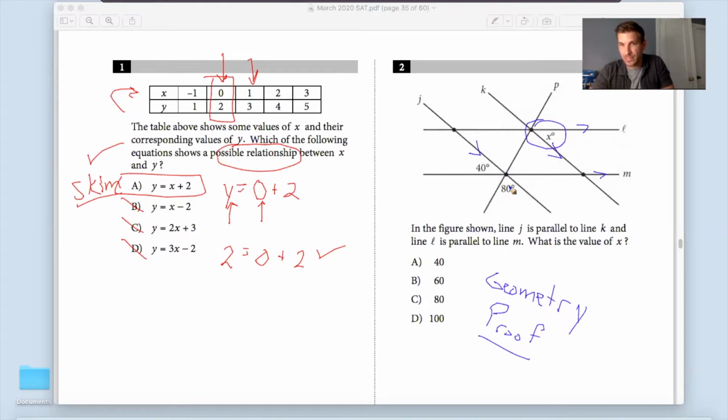I know that because this is 80 degrees here, this is also 80 degrees. That's called vertical angles, in terms of my geometry principle. I also could theoretically solve and say, because this is 40 and this is 80, then this is going to be the last bit of 80.